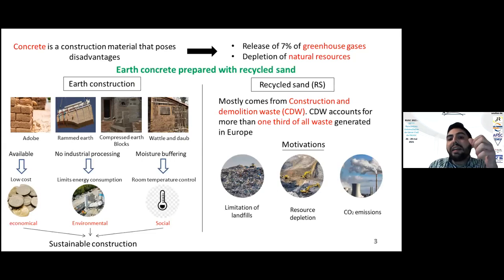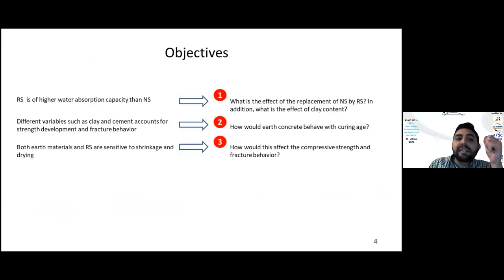On the other side, recycled sand mostly comes from the construction and demolition waste that accounts for more than 1/3 of all waste generated in Europe. The limitations of landfills, resource depletion, and CO2 emissions are behind the use of CDW in construction materials. Recycled sand has a higher water absorption capacity than natural sand.